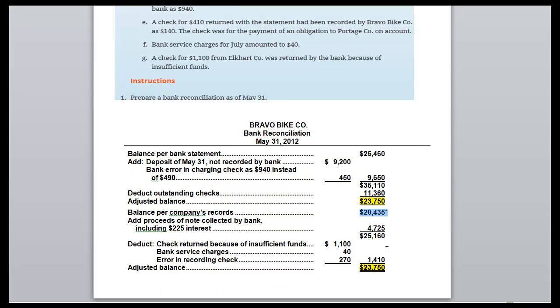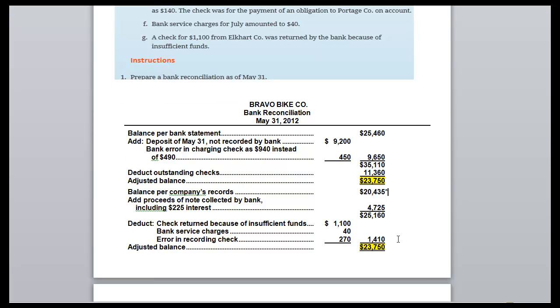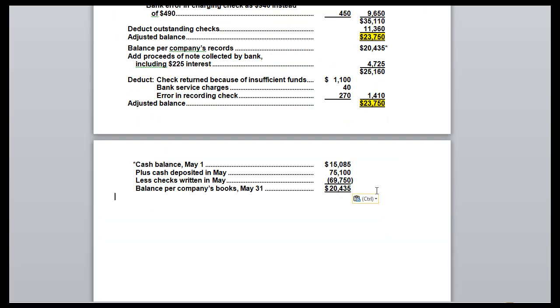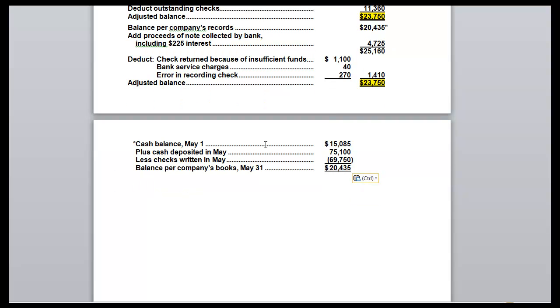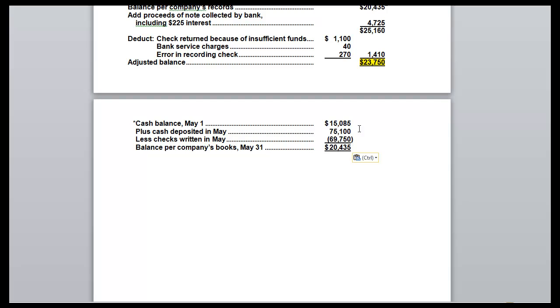Okay, and if you're having trouble figuring out where in the heck this $20,435 came from, it tells us up top that we started out with $15,085. It tells us that we had deposits of $75,100 and that we wrote a total of $69,750 in checks during May. That leaves us with an ending balance per our records of $20,435. If they wanted to be a little nicer, they could have just told us the dollar amount of cash per our records is $20,435, but they made us work a little bit more for it.